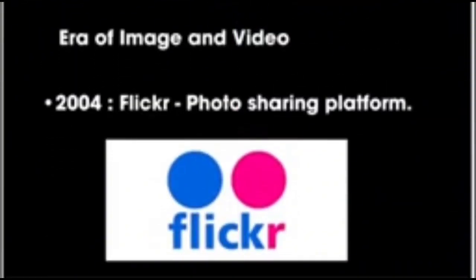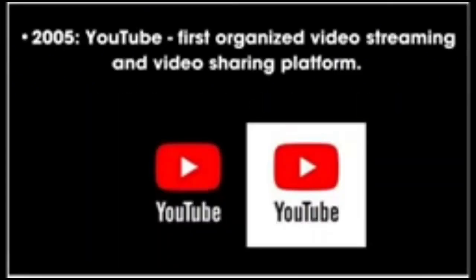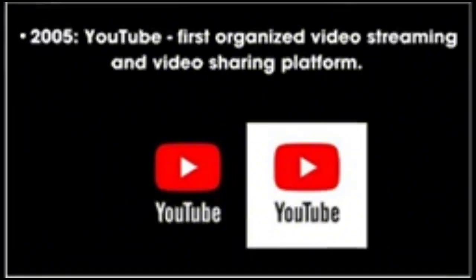So now let us move on to the era of image and video. In 2004, Flickr was invented. It is a photo sharing platform. You can upload, edit, organize pictures, make collages, and at the same time share photos. Next, in 2005, we have YouTube. It is an organized video streaming and video sharing platform. We all know who YouTube is.